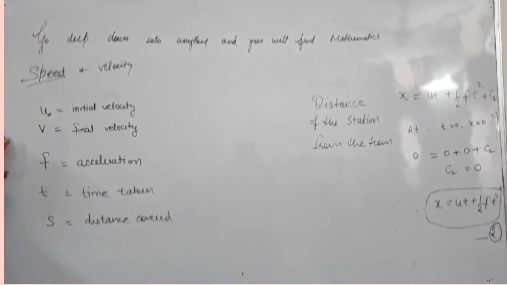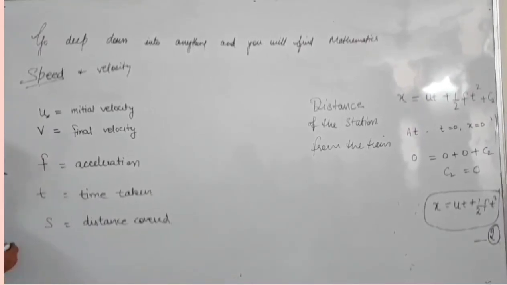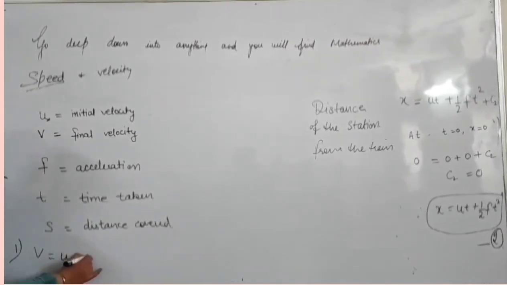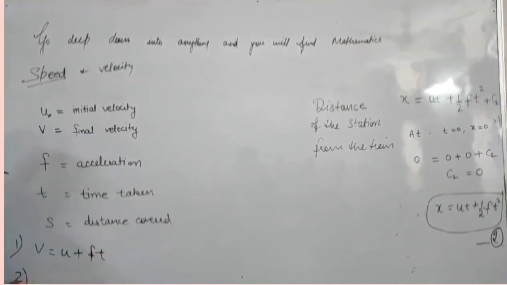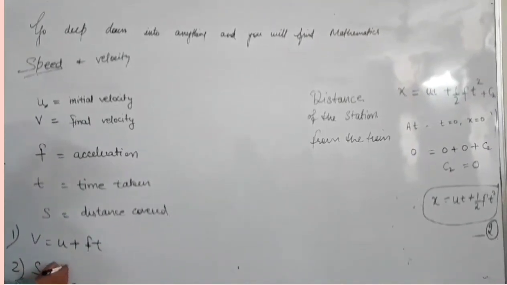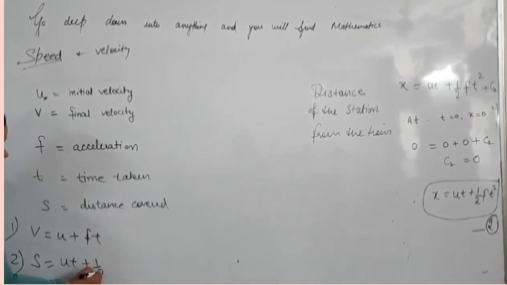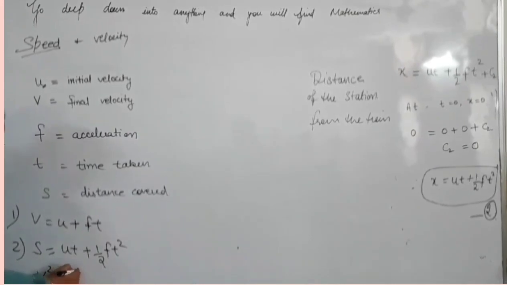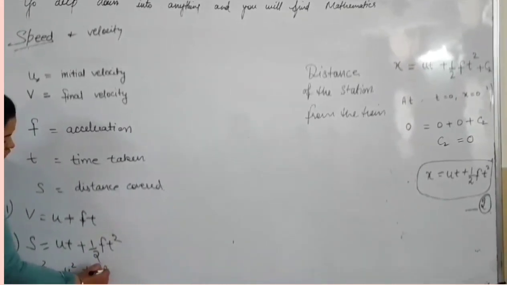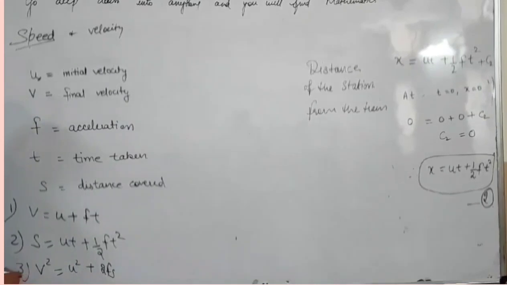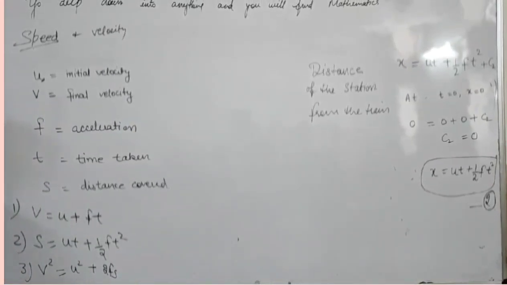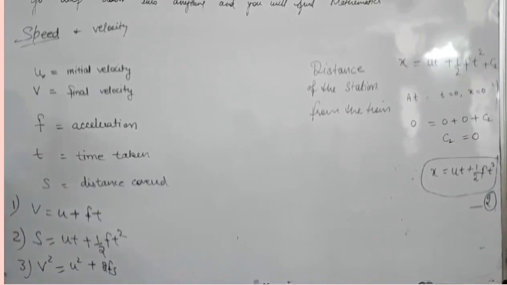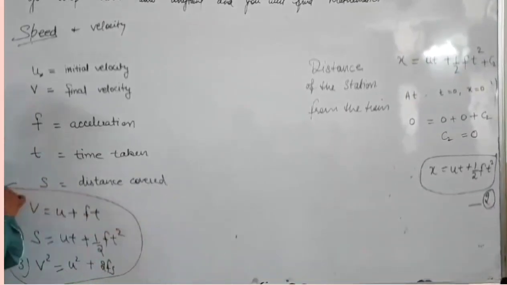So first we will write the equations. Equations are V is equal to U plus Ft. Then second equation is S is equal to Ut plus half Ft square. Then V square is equal to U square plus 2 Fs. These are the equations which are used to solve the problems in dynamics, and today we will solve these.